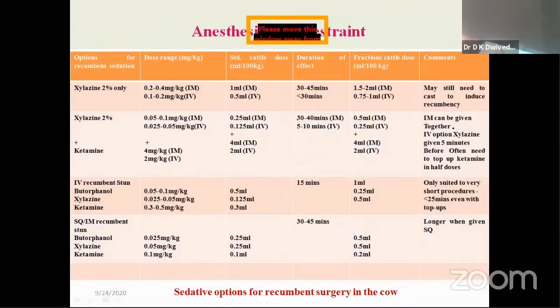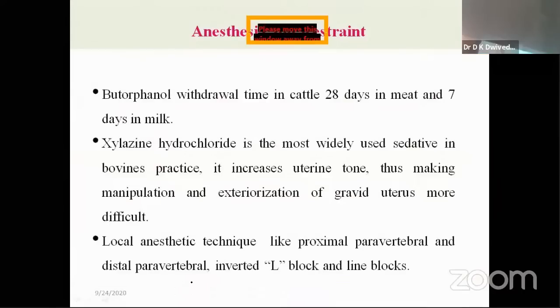body weight. And if you are using the xylazine and ketamine combination, then you may inject xylazine at the dose rate of 0.25 ml for 100 kg body weight intramuscular route, and 4 ml ketamine for 100 kg body weight through intramuscular route. Similarly, we have the butorphanol, xylazine, and ketamine combination for the IV route and for subcutaneous and intramuscular route. So these are the different combinations that you may follow for the recumbent C-section.